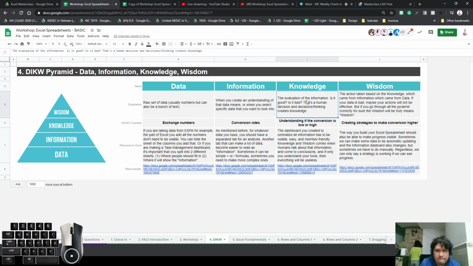So then suddenly, okay, I know that my conversion rate is bad. What is the wisdom then? The wisdom is the actions you take based on that knowledge. So you looked at data, you created information, you discussed and came up with some knowledge. The wisdom is basically, what are you going to do about it? What is the strategy you're going to follow? And how are you going to follow up to see if this information is improving, if this data is improving or not?